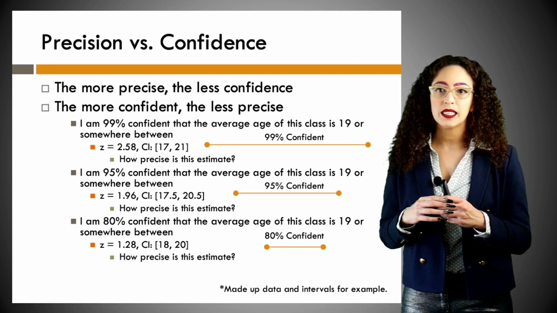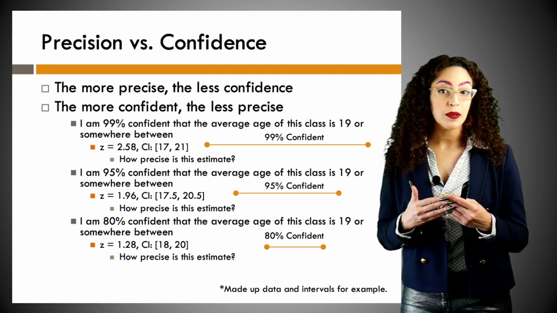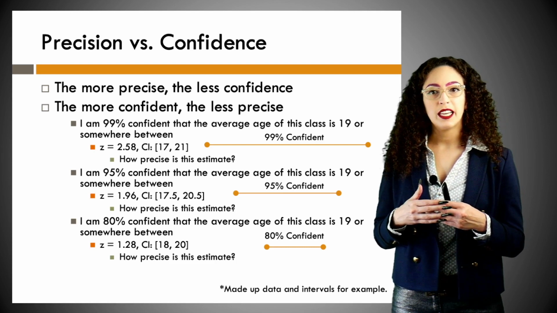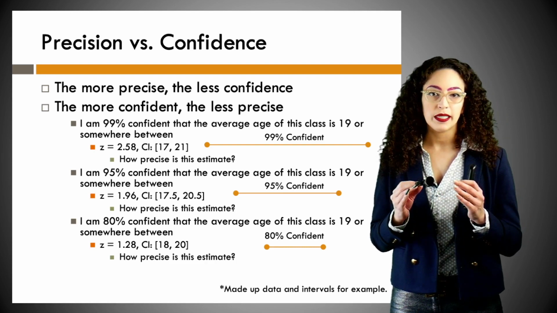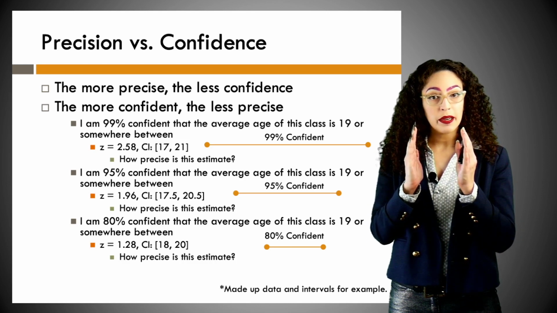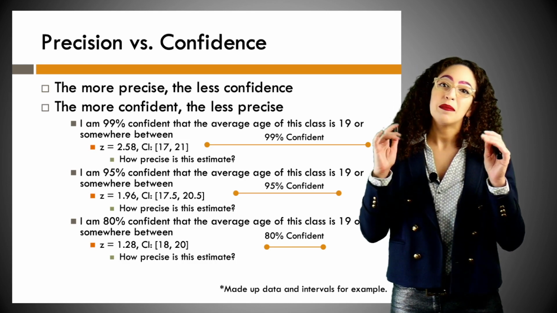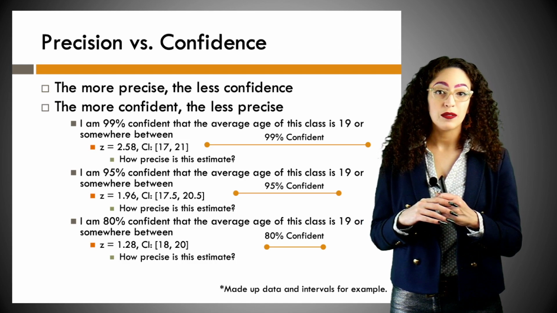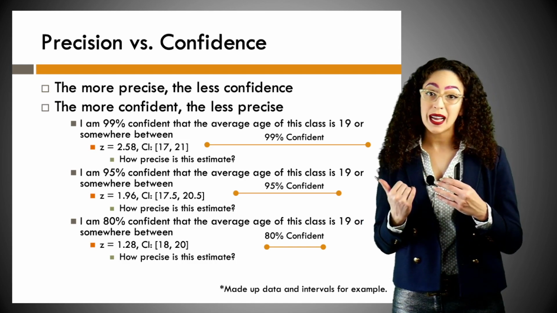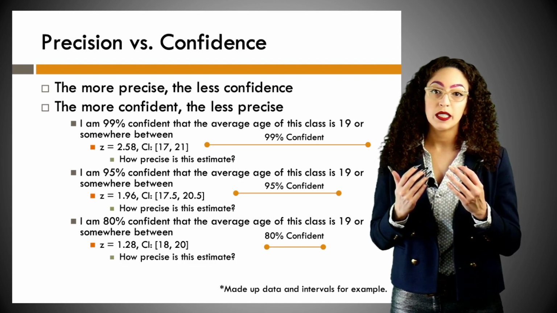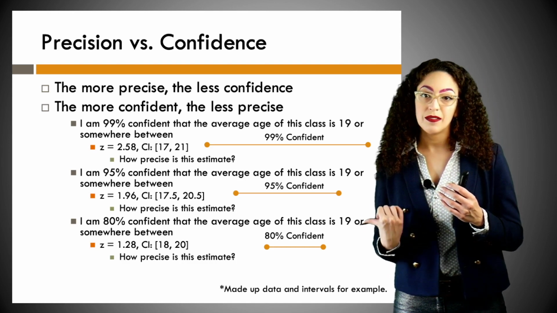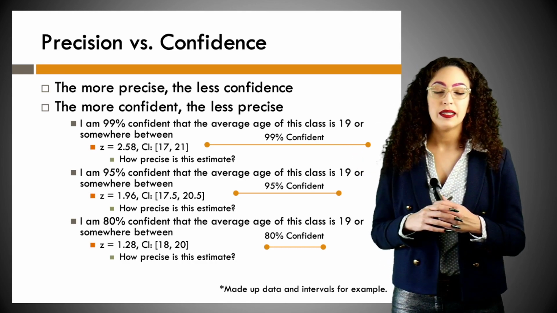Now lastly, let's look at this one. I am 80% confident that the average age of this class is 19 or somewhere between 18 and 20. So notice how much tighter my confidence interval has gotten, but my confidence in that interval has gone down. It's more precise, 18 to 20, more precise than from 17 to 21, but I'm not as confident in this as I am in this.